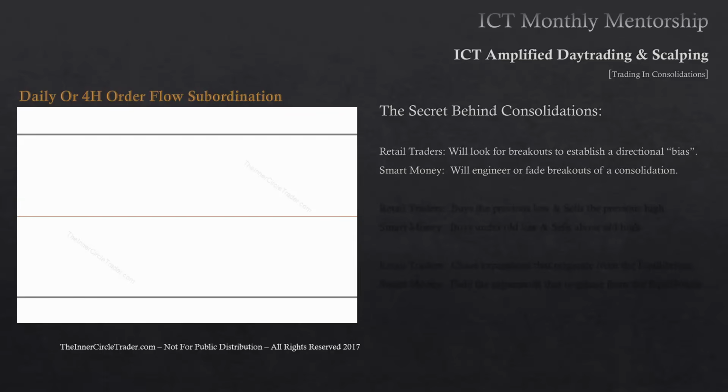Smart money will engineer or fade breakouts of a consolidation. Smart money is not trying to follow price. It's going to allow price to go to a specific level. When IPTA trades to a specific key level of price, or a liquidity reference point, or a PD array, and it happens to be in agreement with a breakout of a consolidation, many times you're going to see a lot of institutional sponsorship on the move that fades that very thing.